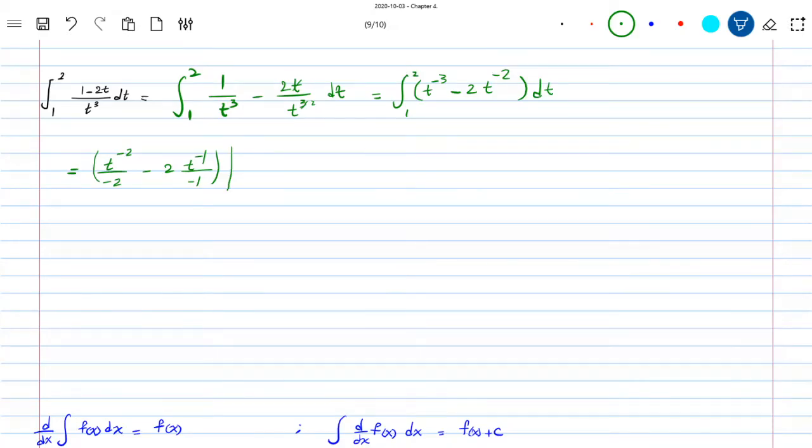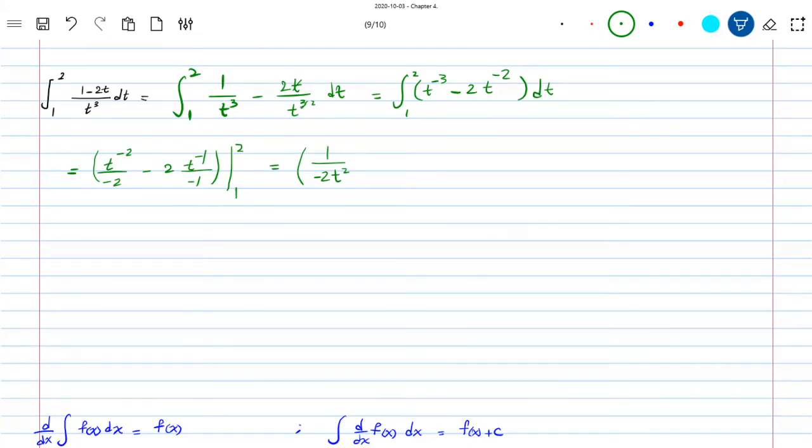If there was no boundary, I would add constant c, but in this case there is boundary 1 to 2. So what we get is, let me simplify it so it makes more sense. 1 divided by negative 2. T to the power negative 2 goes to the denominator, it becomes t to the power positive 2. You don't need to move the negative 2 in the denominator. That's just a constant.